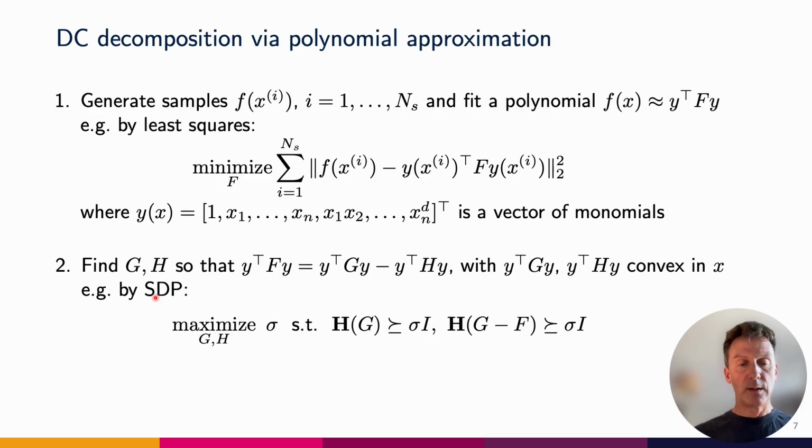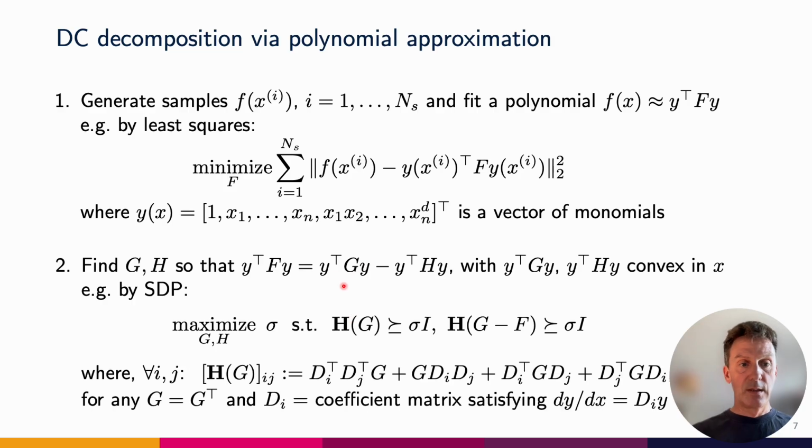In the second stage, we find matrices G and H such that F is equal to G minus H, and such that these two functions, y transpose G y and y transpose H y, are both convex. And we do that with constraints on the Hessian matrices of these functions. So we can express these conditions as semi-definite conditions on the matrices G and H. And as a result of this, we get a semi-definite programming problem to solve in order to determine G and H.